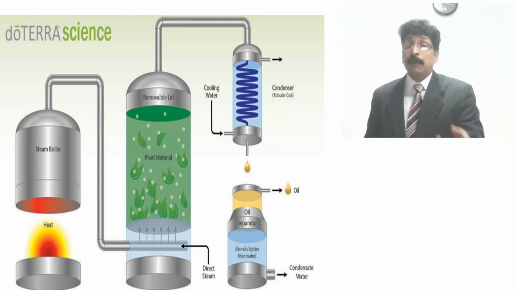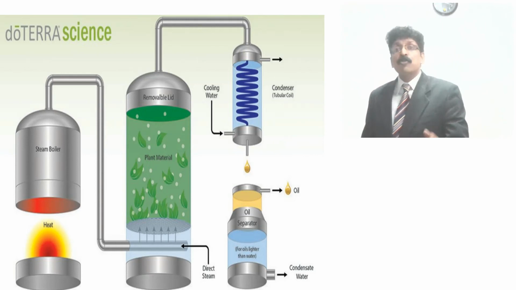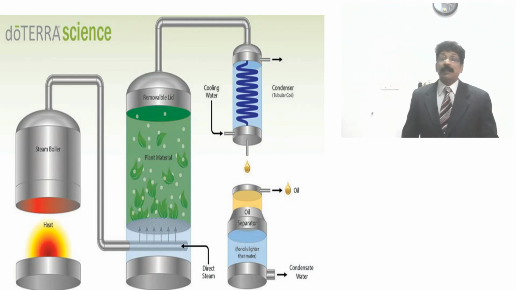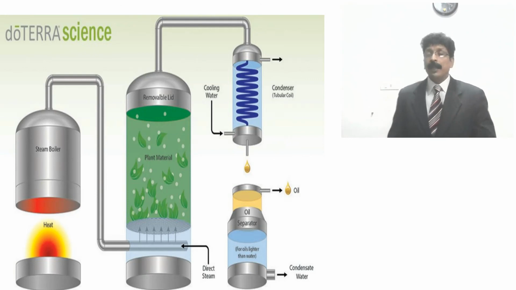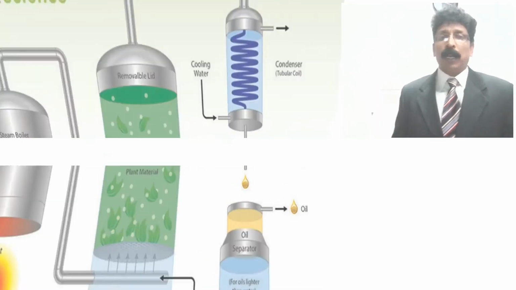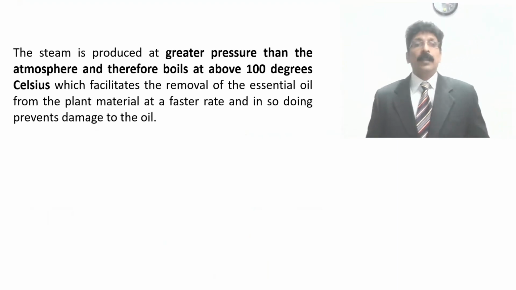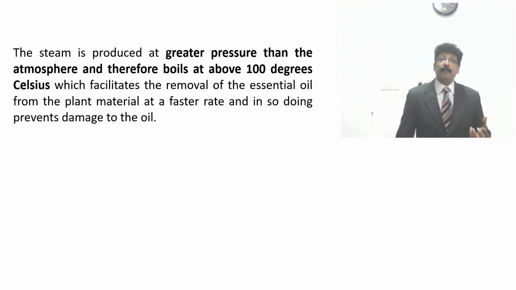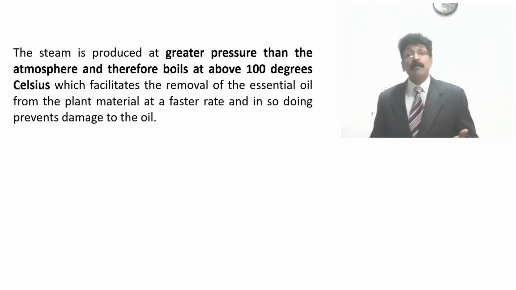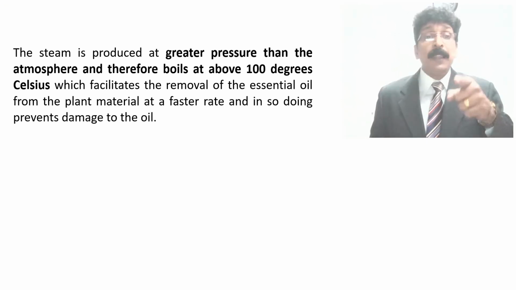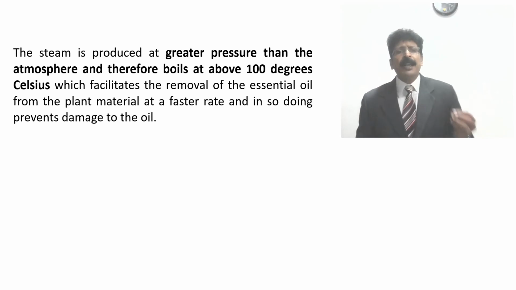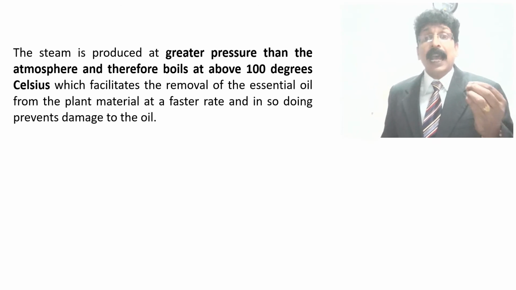separated, and the water can also be used as a hydrosol. Water and volatile oil can be easily separated: the oil is on top if it is lighter than the water, or at the bottom if it is heavier than the water. The steam is produced at greater pressure than the atmospheric pressure. Therefore, it boils at about 100 degrees centigrade, which facilitates the removal of essential oil from the plant material at a faster rate, and in so doing prevents damage to the oil.